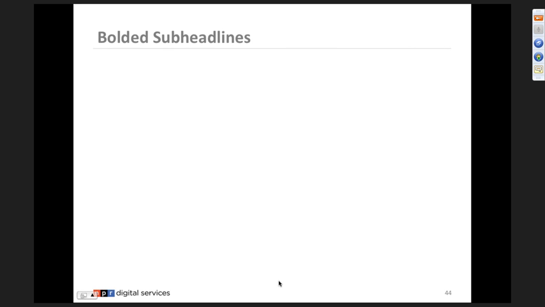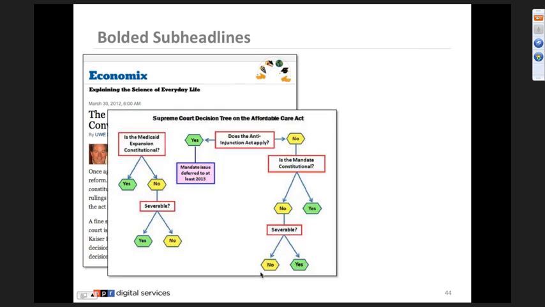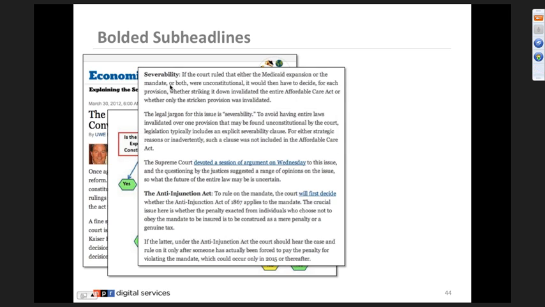Bolded subheads, you use them. This is another great way to help your online audience, to help your online reader. So again, back to this healthcare reform Supreme Court story. This is a heavy topic. Especially when you're talking about the Supreme Court, there are a lot of issues here to sort out. And of course, we have this explainer, but we also have bolded subheads.